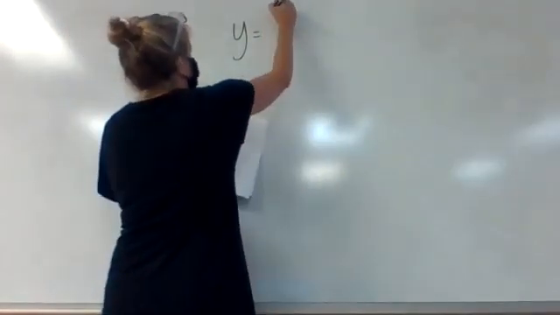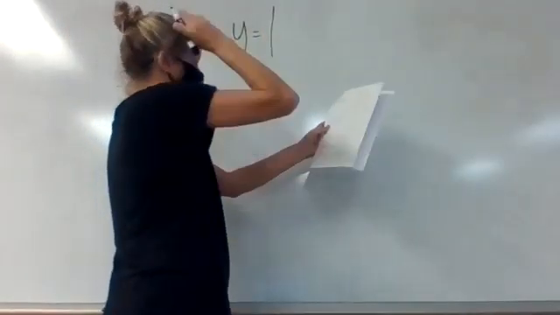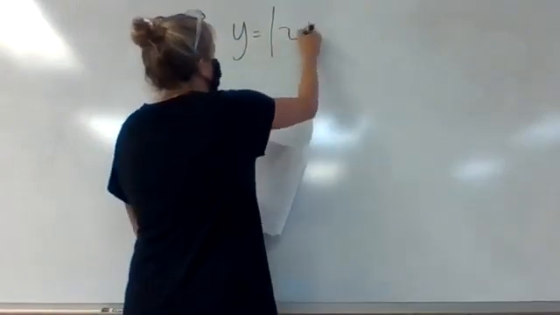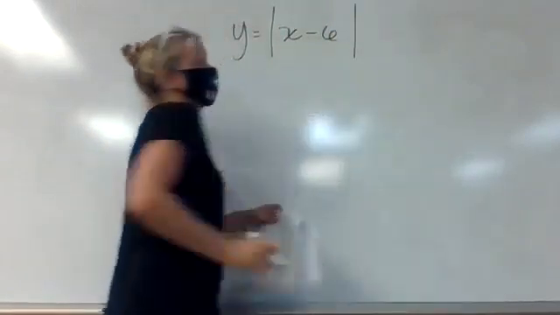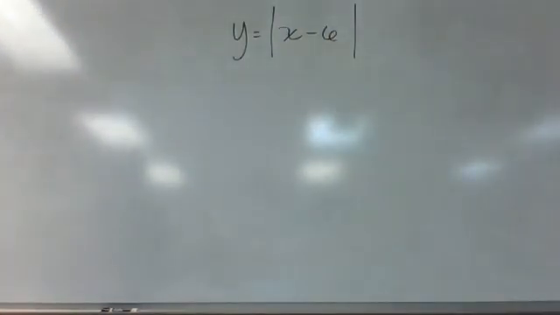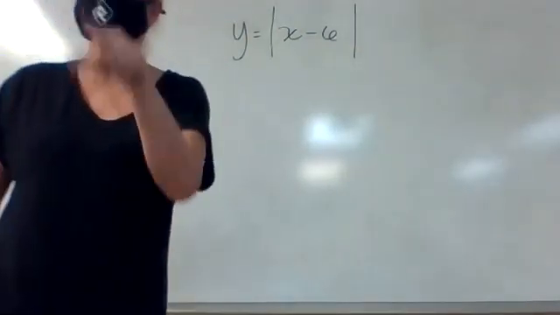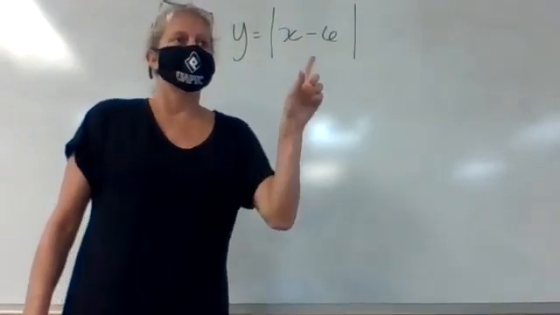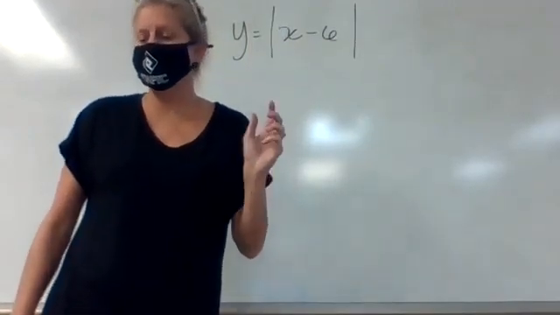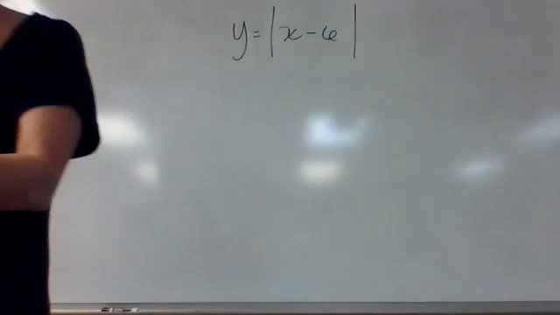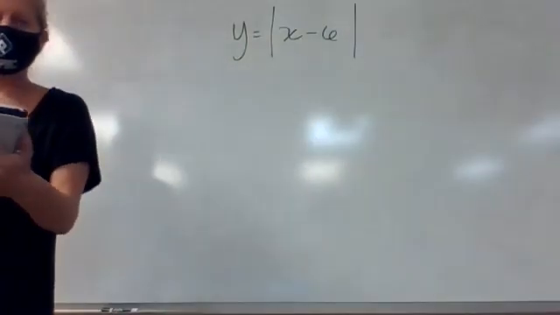Y equals, you're going to see this symbol. Those are absolute value bars. So that's going to give a different shape. Just a plain x gives you a line, x squared gives you the U. Let's see what absolute value bars are going to do. So go to your y equals and clear it.